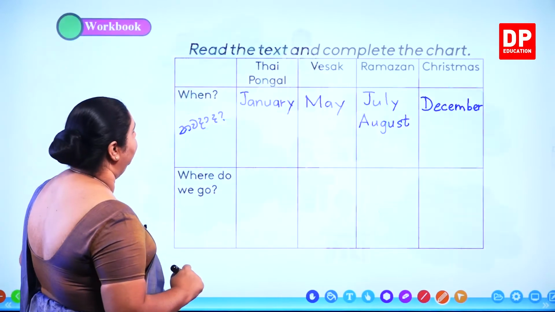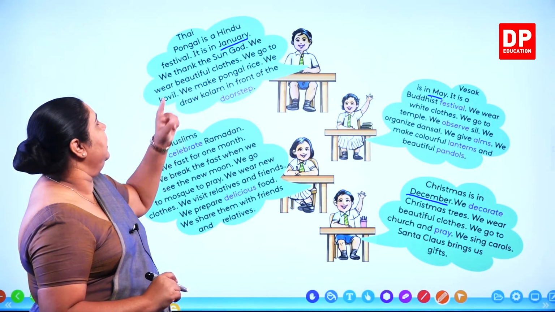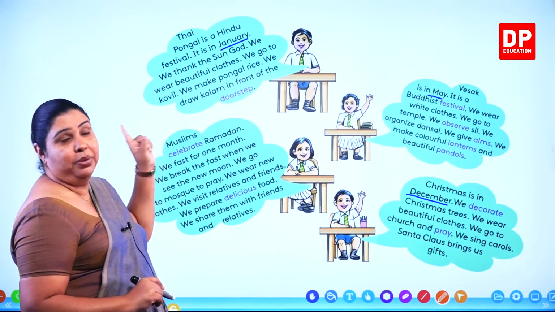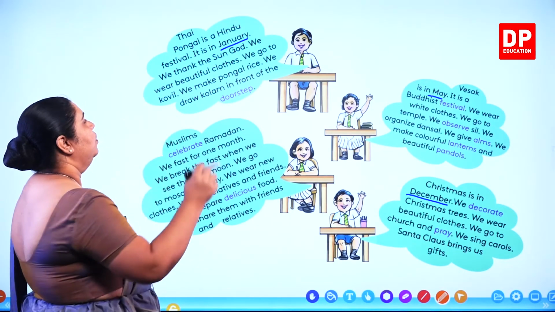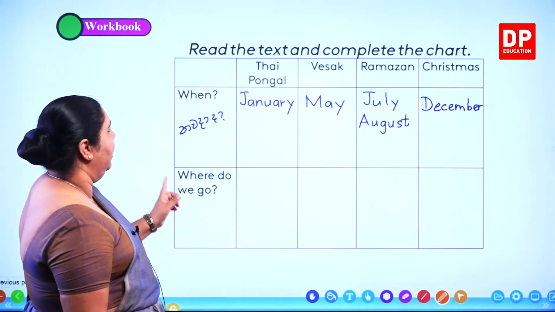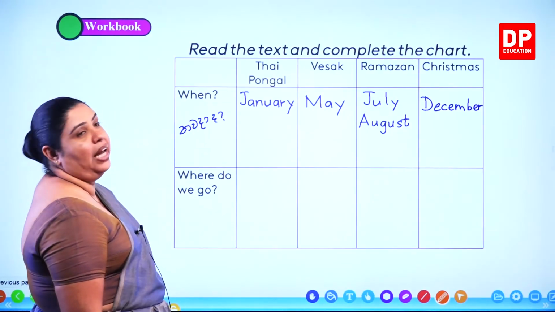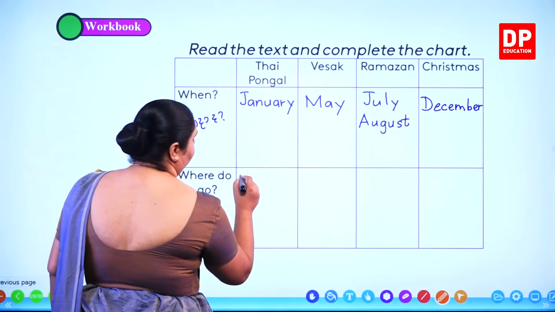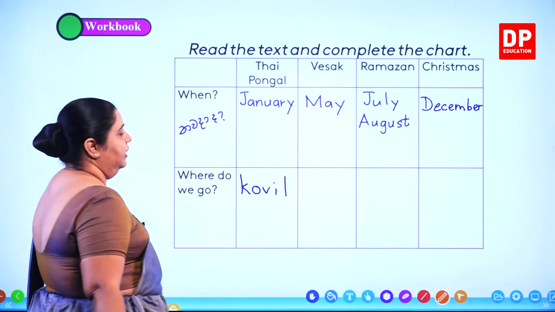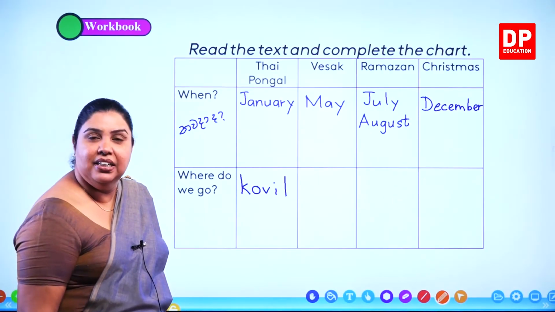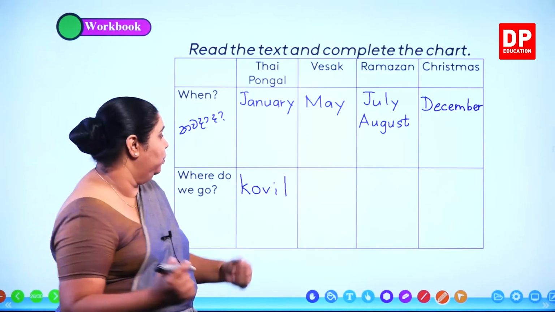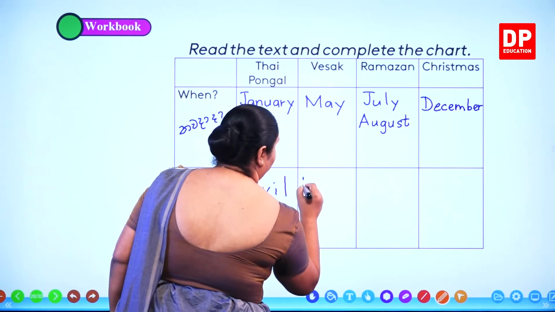That's right. You want to have a look at that? Thai Pongal is a Hindu festival. It is in January. We thank the sun god. We wear beautiful clothes. We go to Kovil. Exactly. Very good. Right. So you have to say, where do we go? Thai Pongal Day, we go to Kovil. Right. Then next one, Vesak. On Vesak Day, where do we go to? The Buddhist people go to the temple. Exactly. Temple.